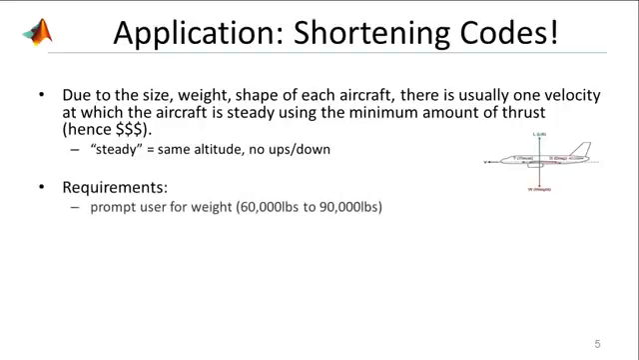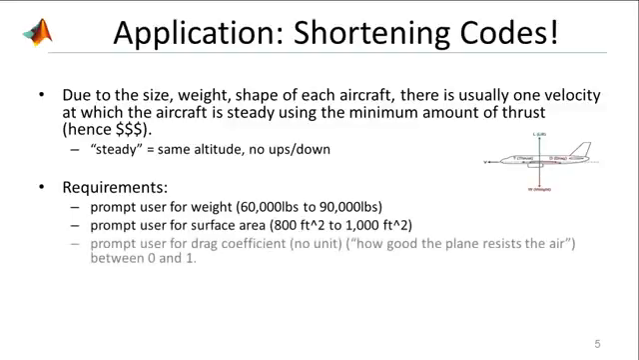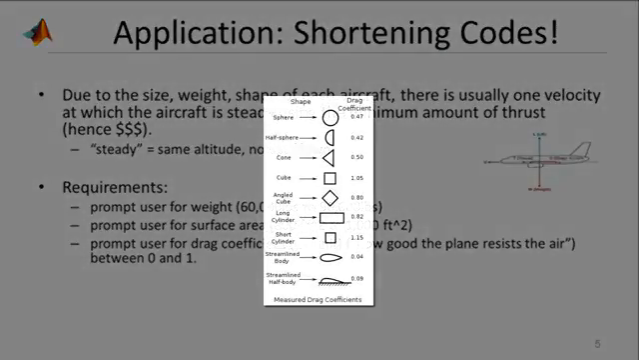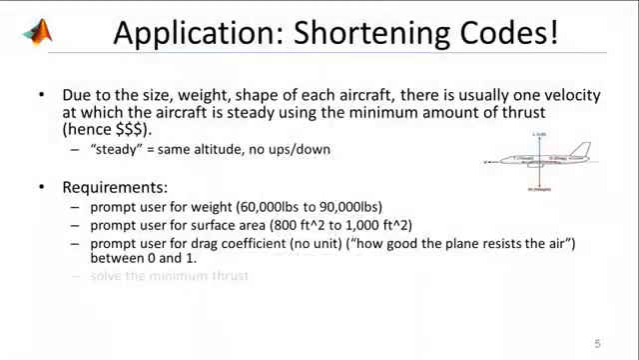Basic, prompt the user for the weight, the surface area, the drag coefficient. This is a value that tells us how good the shape of a plane is. For example, here are some shapes that have a drag coefficient. A sphere is 0.47. A cube is 1.05. So the lower the number, the better the shape is to having the air flow around it. Once we know that value, we can calculate the minimum thrust and the velocity that goes with it.